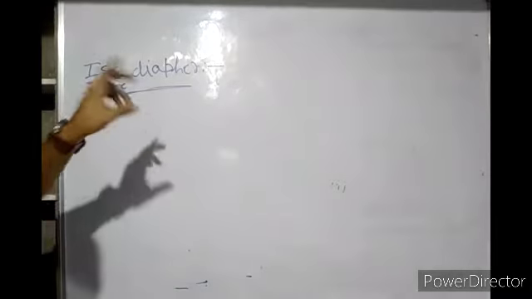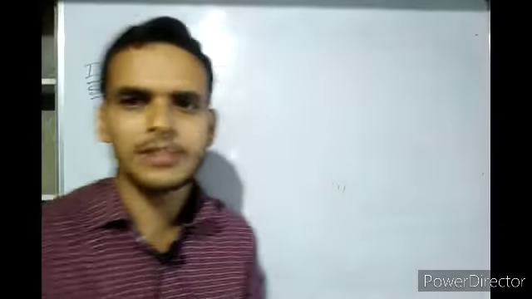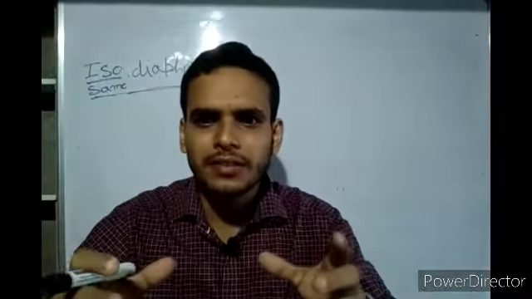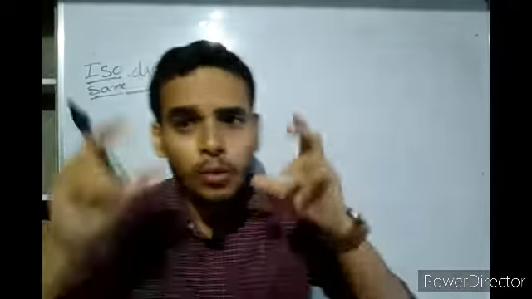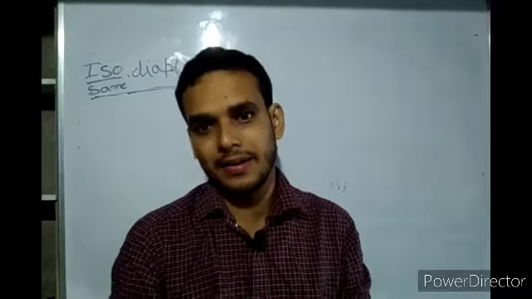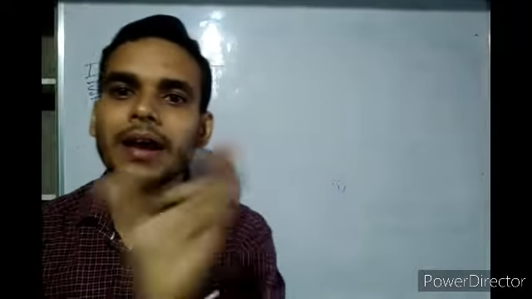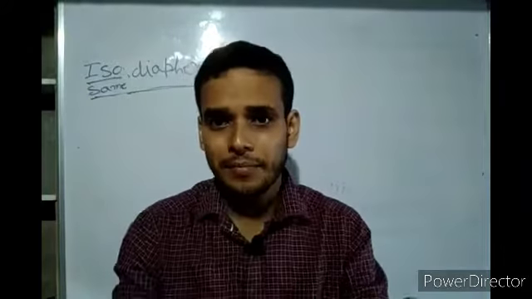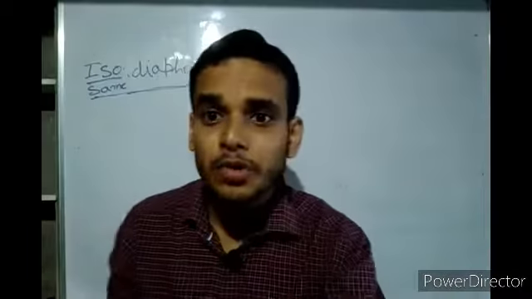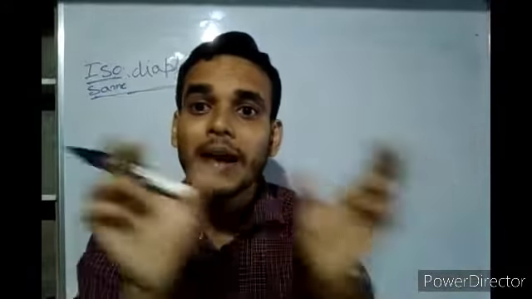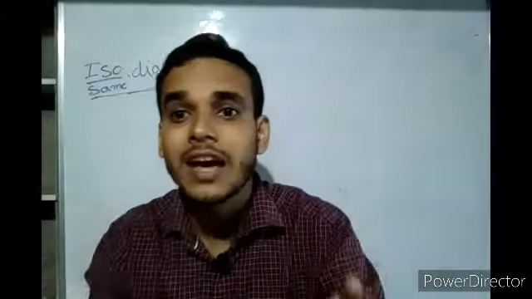Iso means same. In the definition of isodiapher, we consider the nuclei in which the difference of proton number and neutron number in two nuclei is the same. Not individually the proton number, not individually the neutron number. The difference of proton number and neutron number is the same in this type of nuclei, called isodiapher of each other.